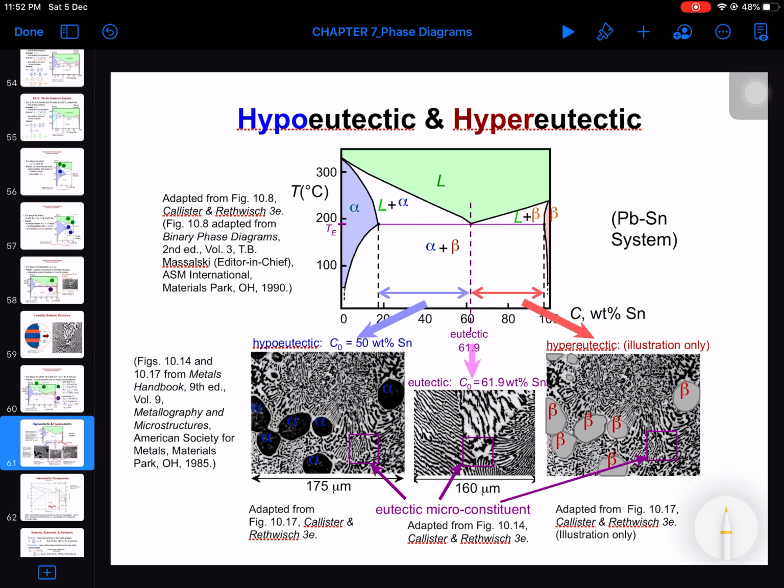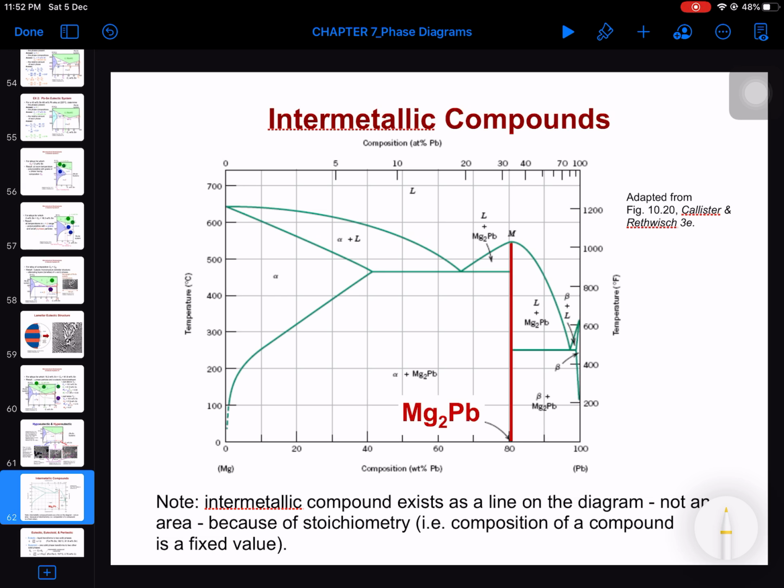When we look at the phase diagram just now, if this is the line for the eutectic composition, then basically there are two parts of the diagram. Before the eutectic composition is known as hypoeutectic composition, and after the eutectic composition is known as hypereutectic composition.